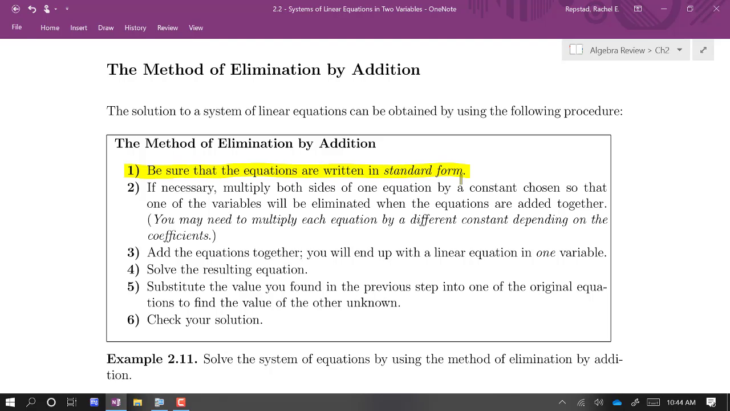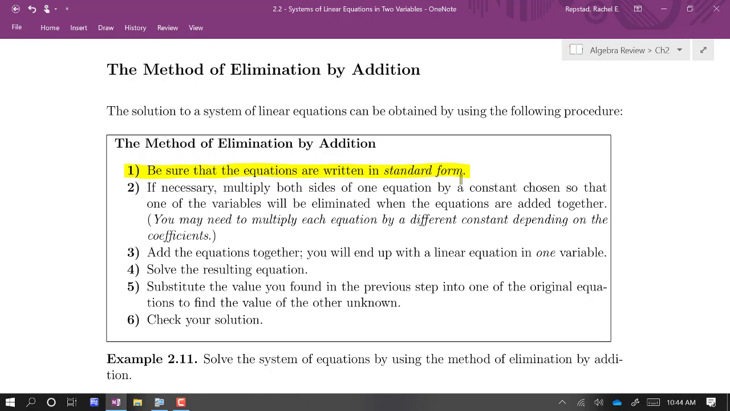When you solve by elimination by addition, the idea is that we're going to add the equations together and one of the variables will just disappear. And in order for that to happen, you want to make sure that the coefficients on that variable are equal but opposite, like the plus 5 and minus 5, or plus 2/3 and minus 2/3, or something like that.